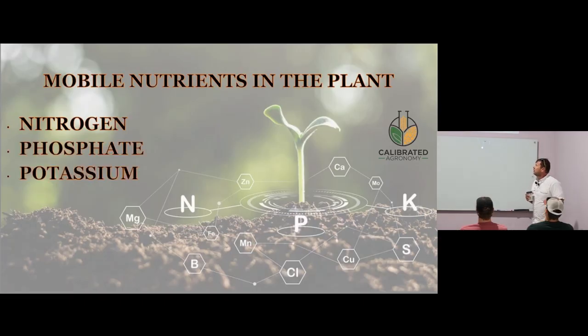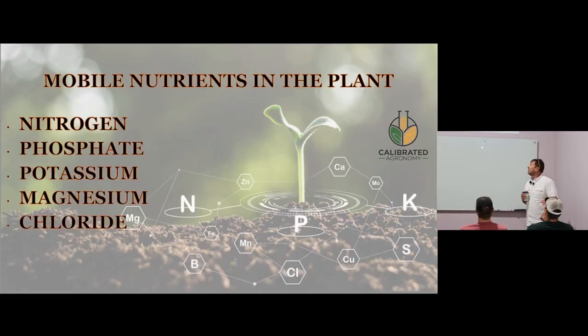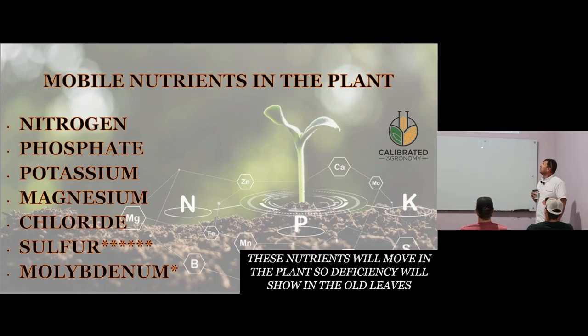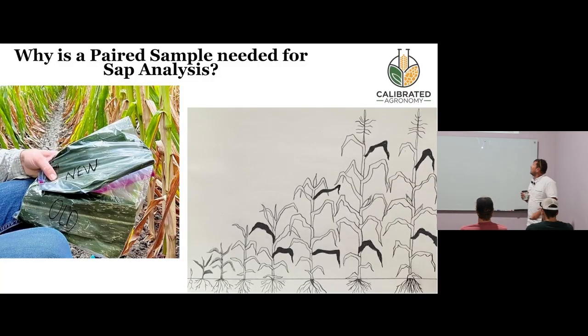For nutrient mobility, nitrogen, phosphorus, potassium, magnesium, chloride, sulfur, and molybdenum, when it is attached to nitrogen, are all mobile in the plant. So these will always show up as deficiencies in the old part of the plant. So again, this is kind of what we do. When we get to V6 in corn, we will pull old and new growth.